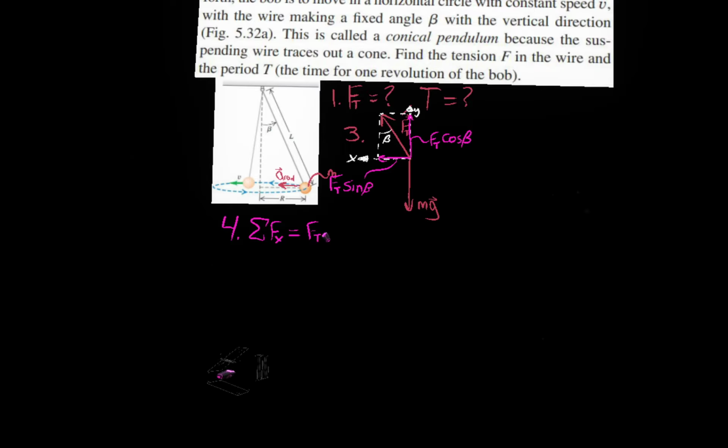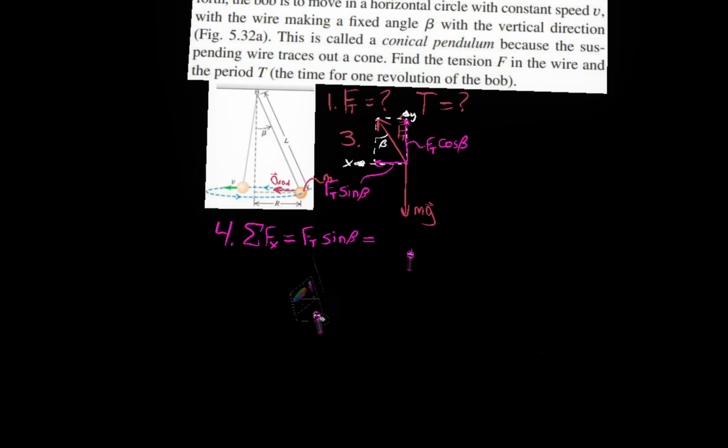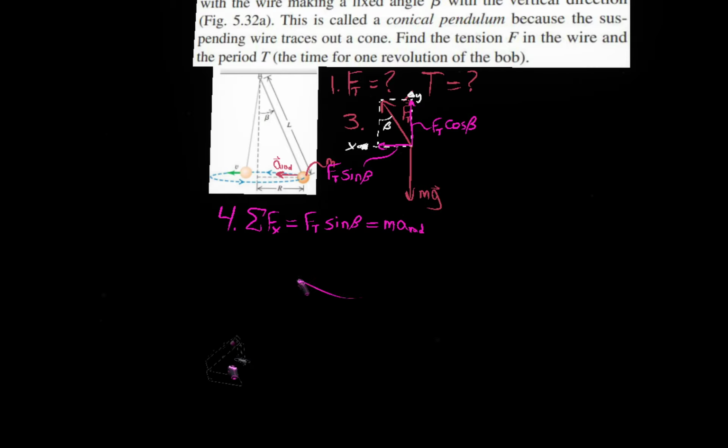So F_T sine beta, and there is some acceleration, right? So that's why we did that. So ma, and that's a_rad, the radial acceleration, just to remind ourselves that that is the type of acceleration we're talking about. I will label it there. All right, and then the sum of the forces in the y.